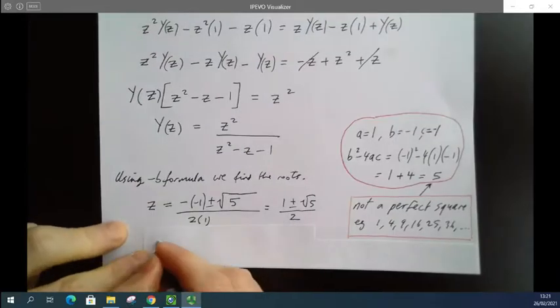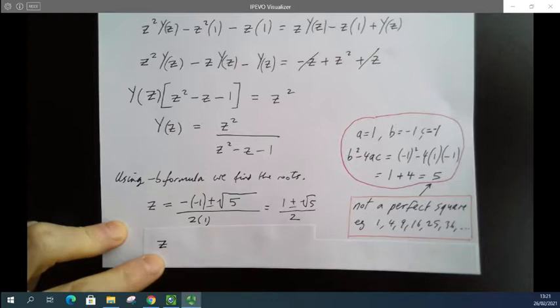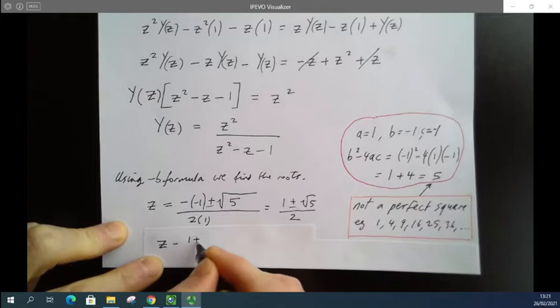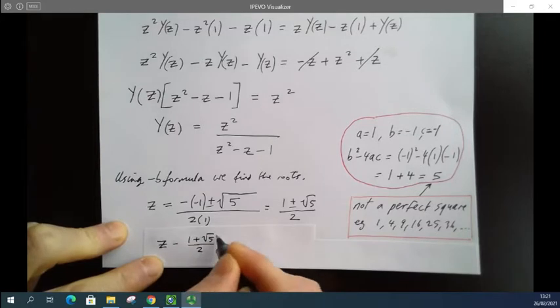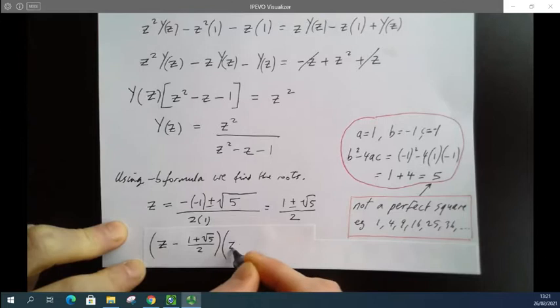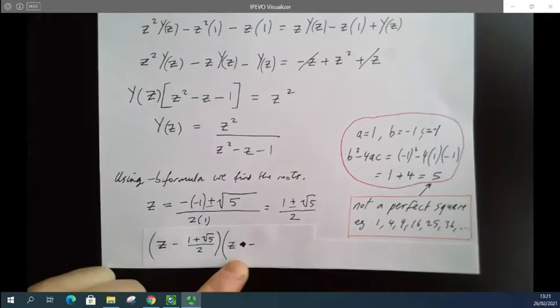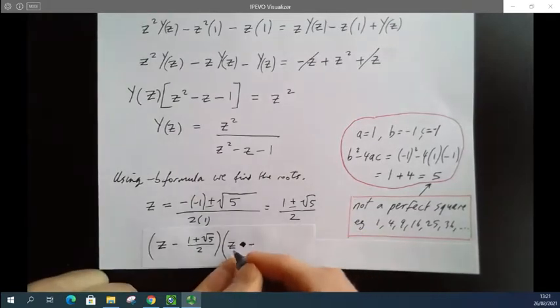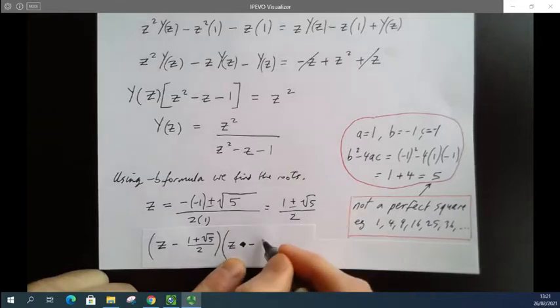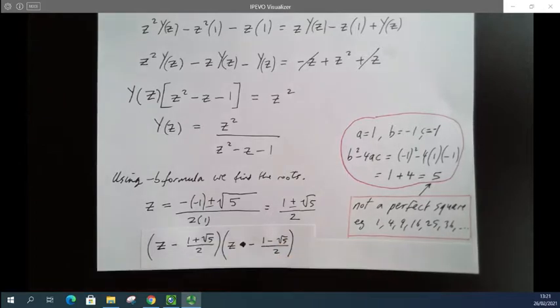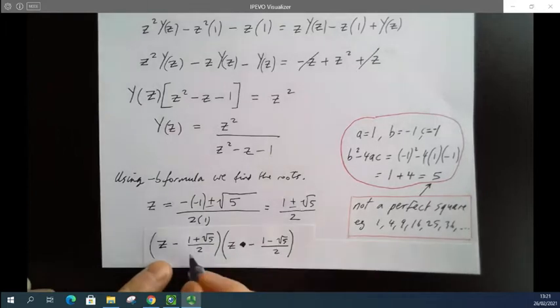Okay, so let's just write our factors now. We've 1 plus root 5 over 2 as one of the roots, so the factor is going to be z minus that. That gives me the first factor. And the other factor will be z minus the other root, so that's 1 minus root 5 over 2. So it's always z minus the root, which gives you the factors. So z minus this root and z minus the other root.